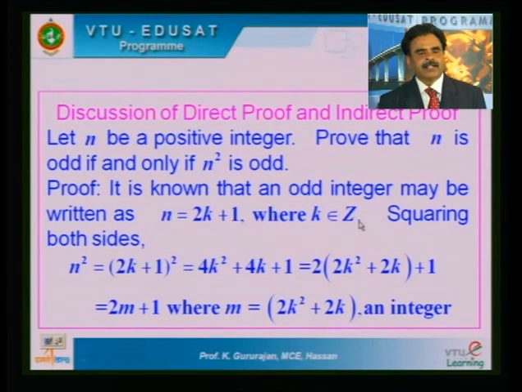For example, odd integers 1, 3, 5, 7, 9, 71, 89, etc. These are all odd numbers. Now, I wanted to show whether n square is odd or not. For that, I will square n. Now, what is n square?